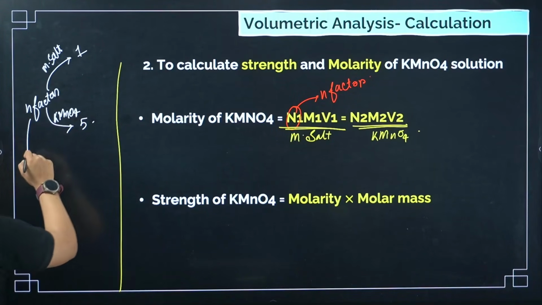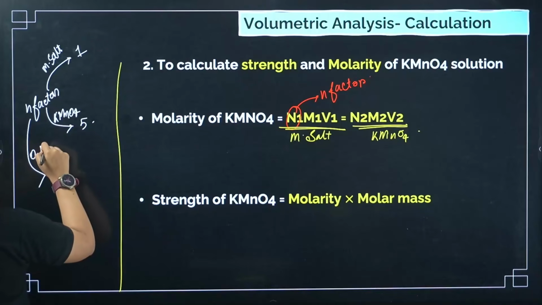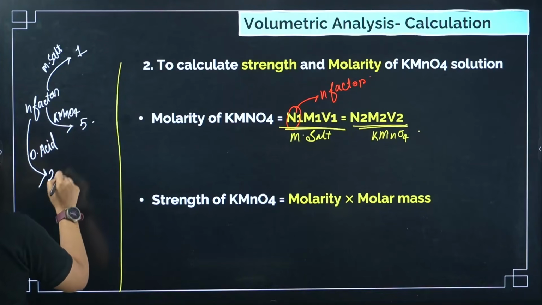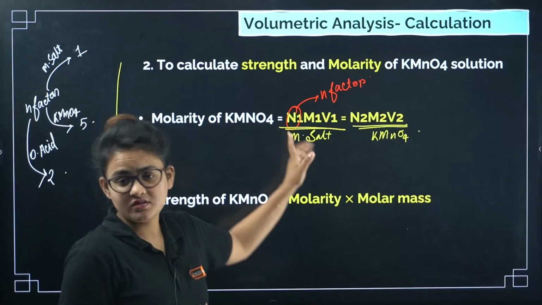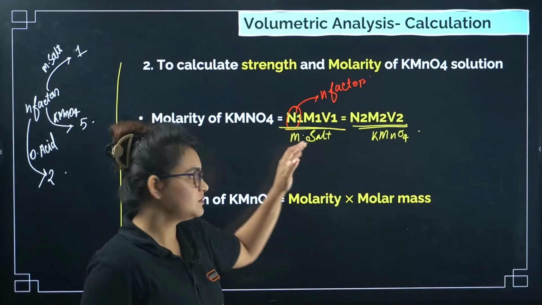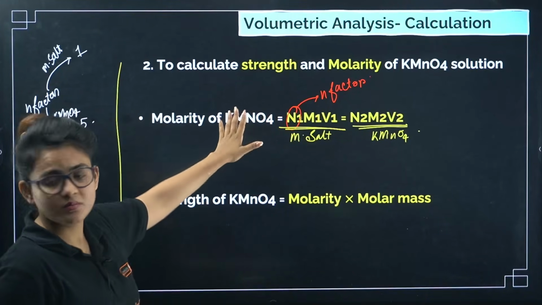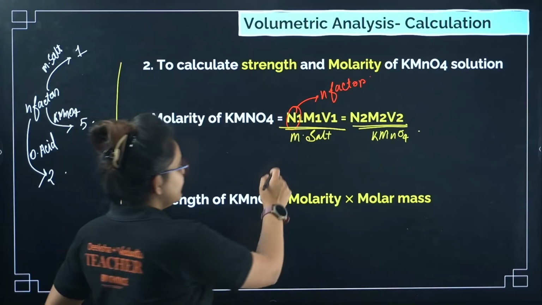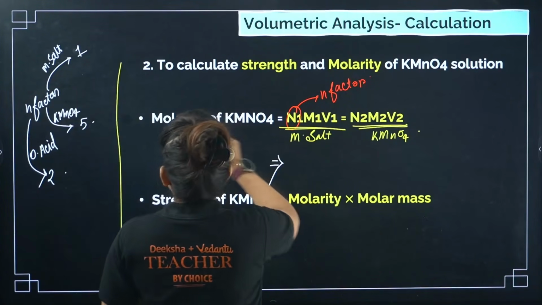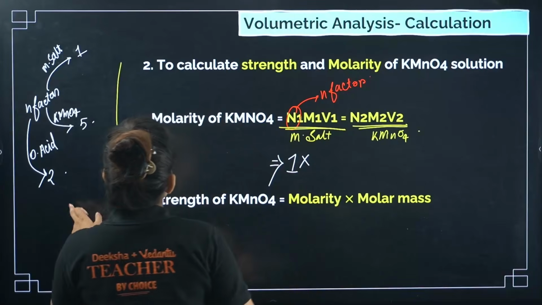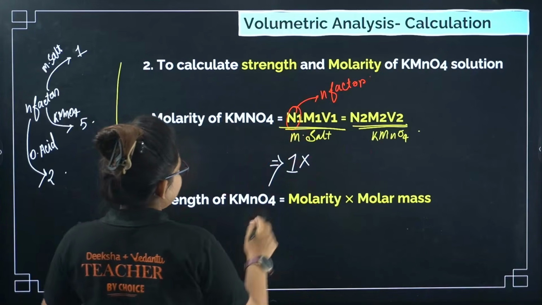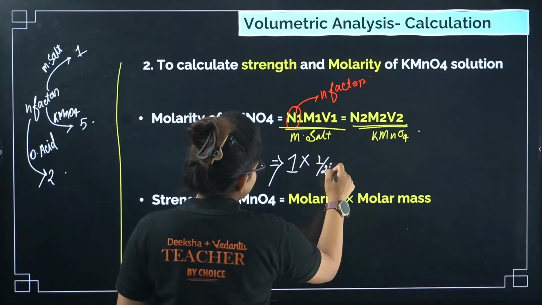Another thing you can expect, instead of Mohr's salt, is oxalic acid. For oxalic acid the N factor is basically 2. So these N factors you remember. Let's say I am doing the titration with respect to Mohr's salt. So here everything I know. N1, let's say it is 1, into M1 which you have calculated, it was 1 by 20.